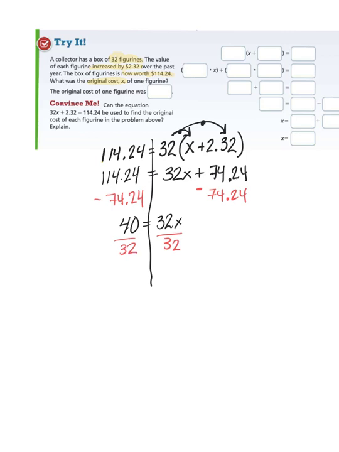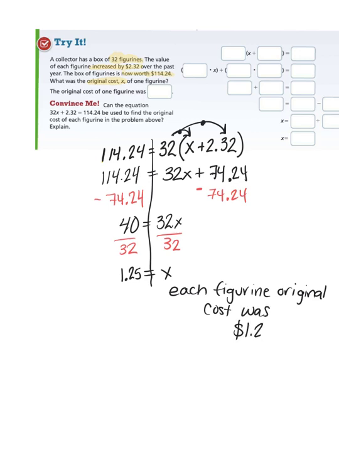So 40 divided by 32 in my calculator tells me I paid $1.25 each. So each figurine's original cost was $1.25.